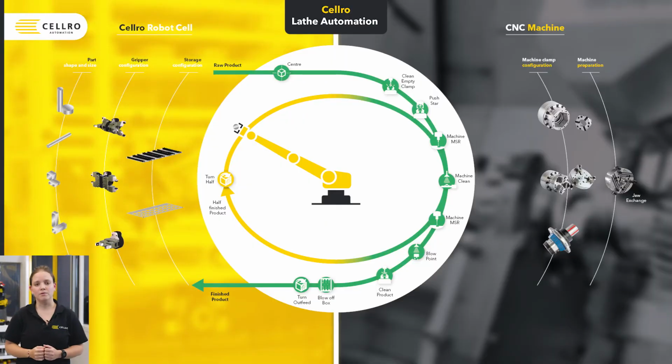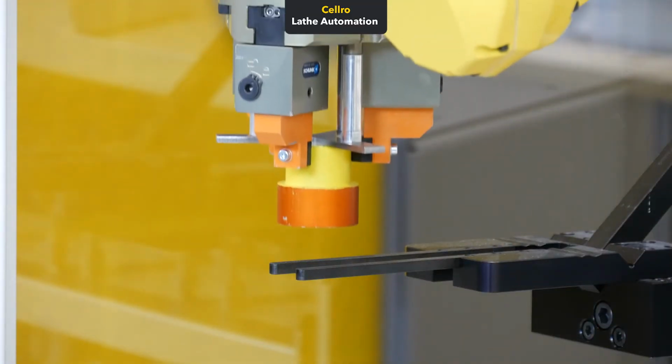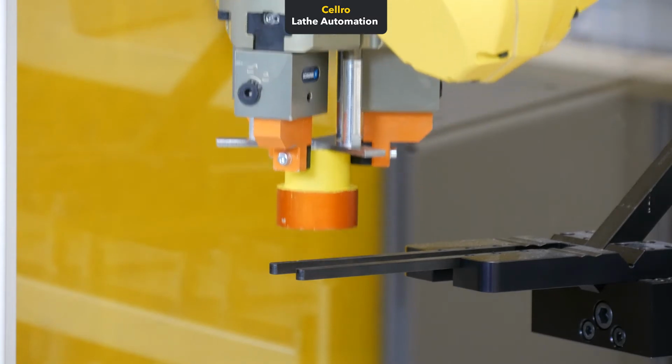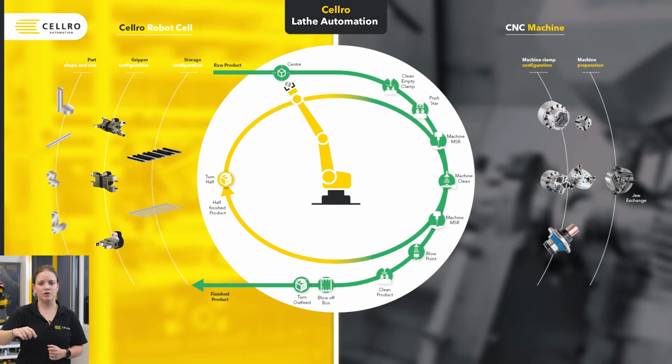Now, another example is the center station. This is where the robot picks a part and places it over the station, drops it a little bit and goes down and regrips it again to be absolutely sure that the product is always placed at the exact same depth into the machine clamp.